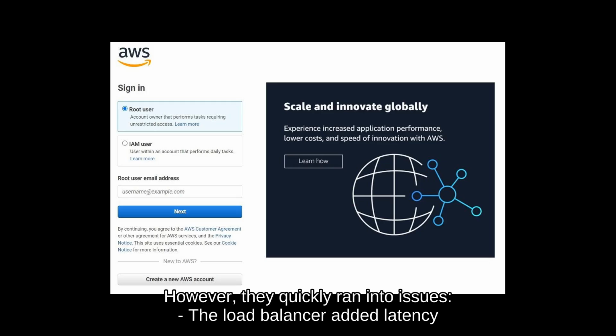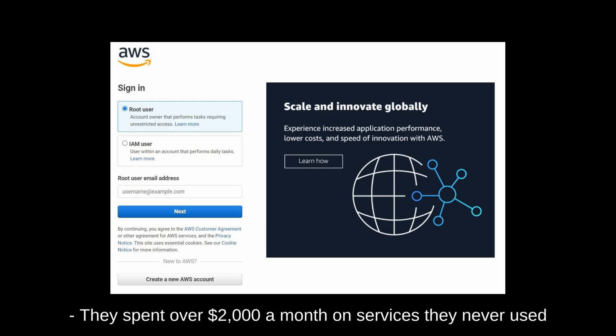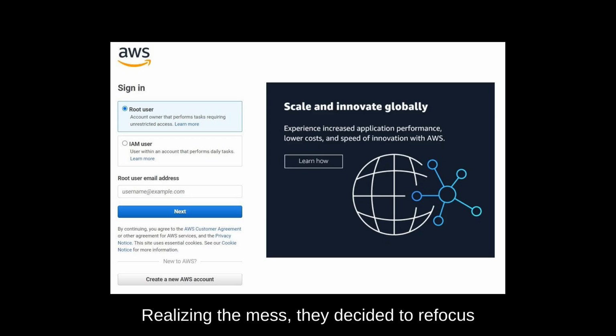However, they quickly ran into issues. The load balancer added latency. The database setup was too complex for their needs. They spent over $2,000 a month on services they never used.